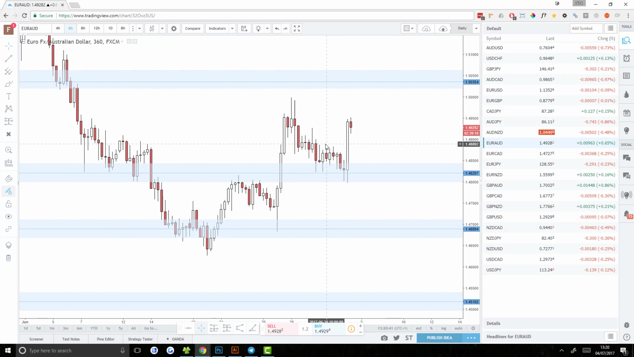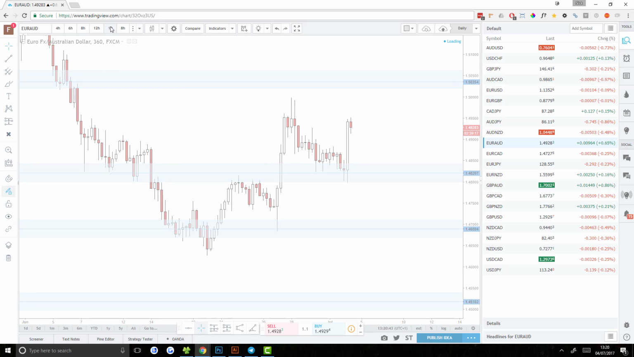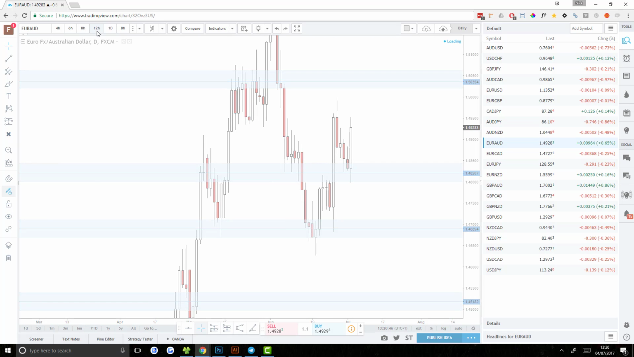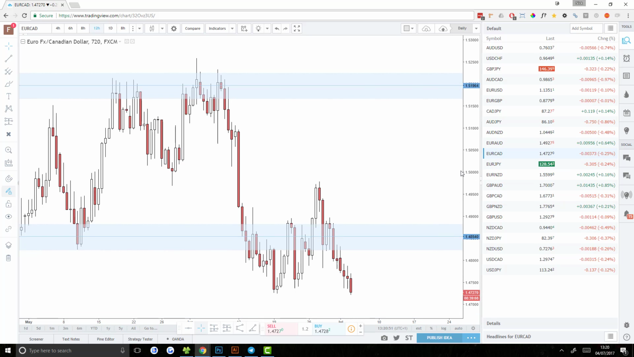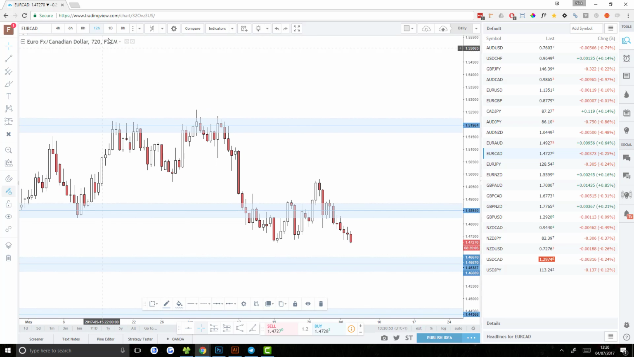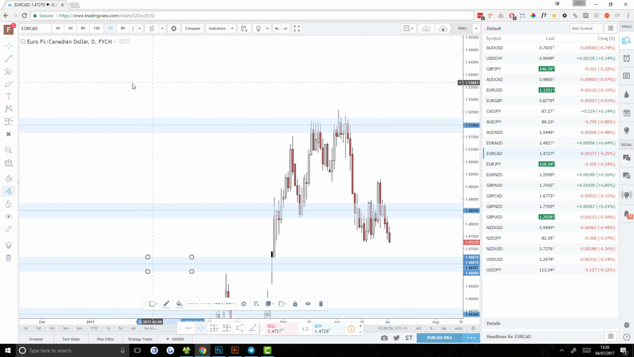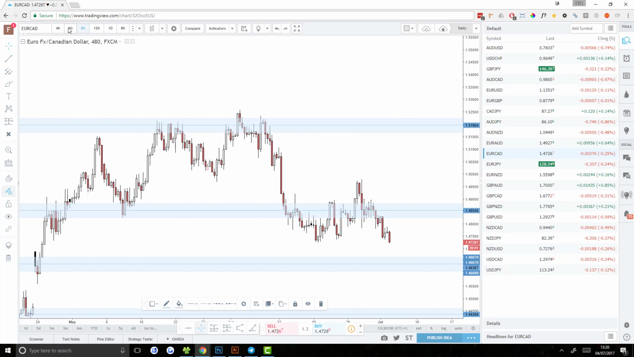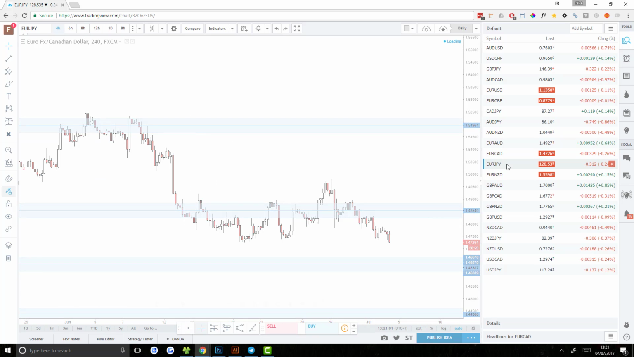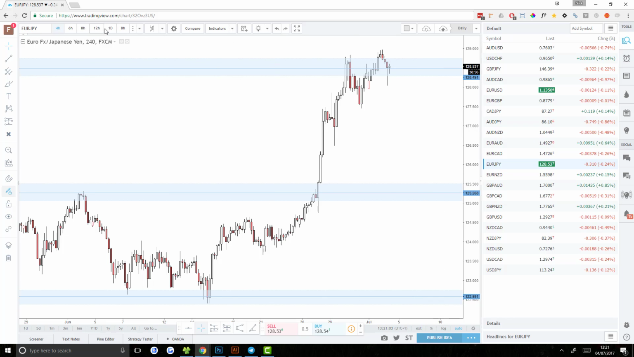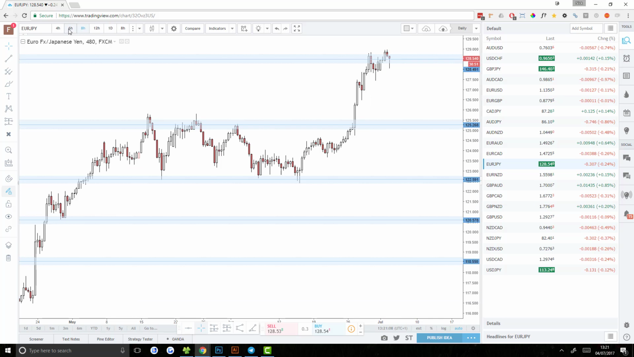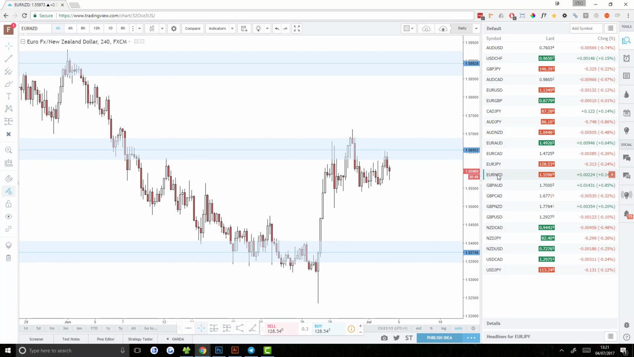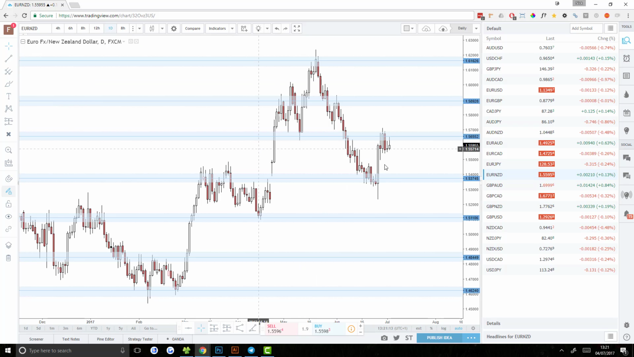Right, Euro AUD. What's Euro AUD doing? Nothing much. Just messy moves. Euro CAD. What is going on with Euro CAD? Again, this is pretty messy right now. Yeah, nothing much going on. Euro JPY, just still stalling on that resistance area, nothing much. Euro New Zealand, same thing. All these Euro pairs are just kind of sucking right now.